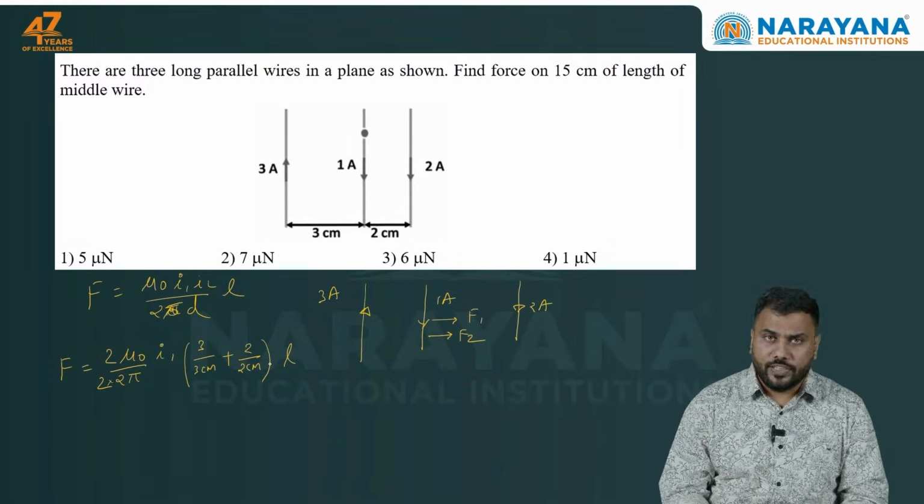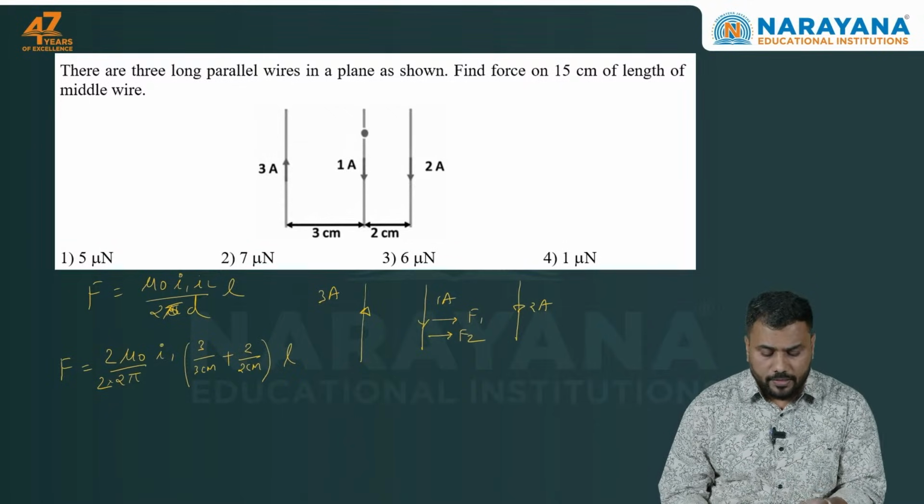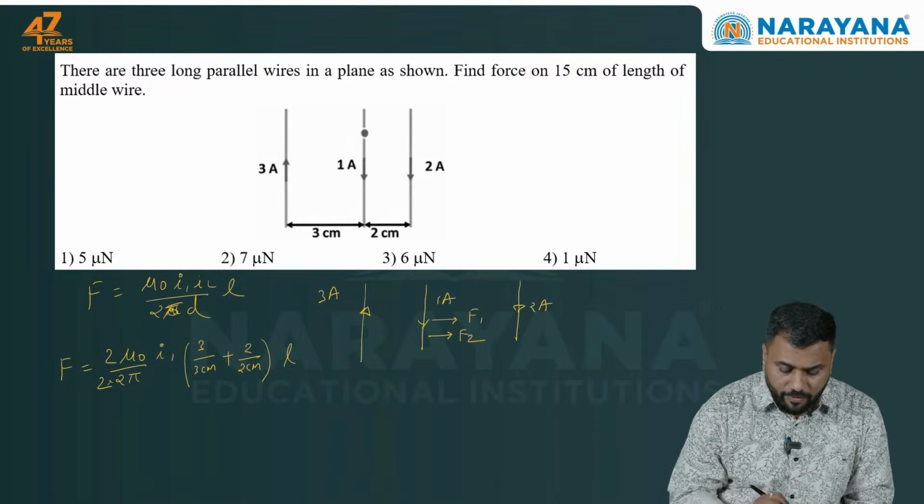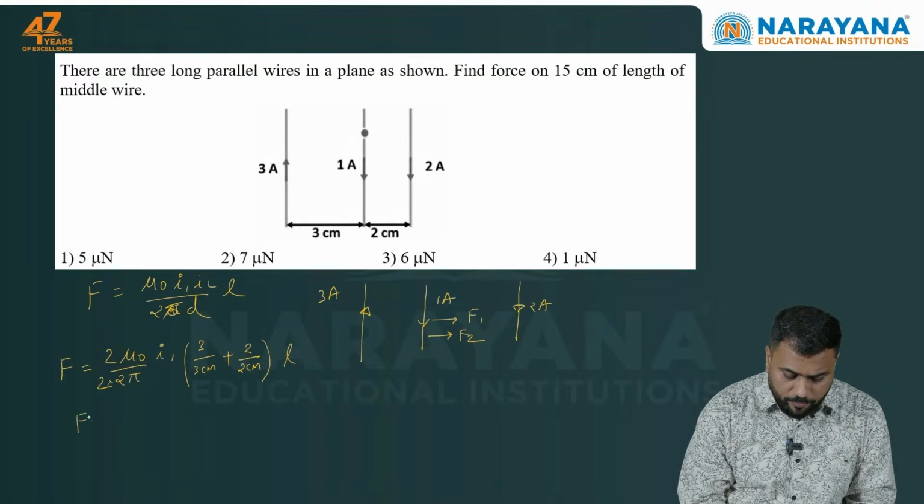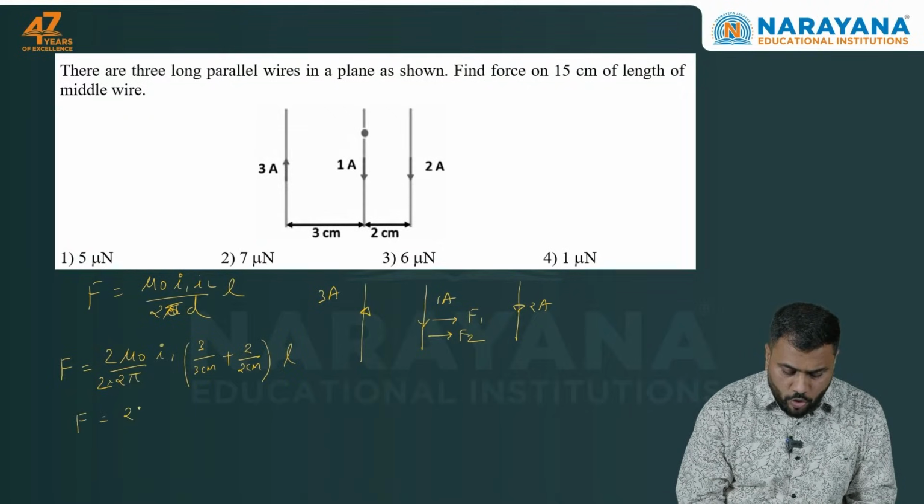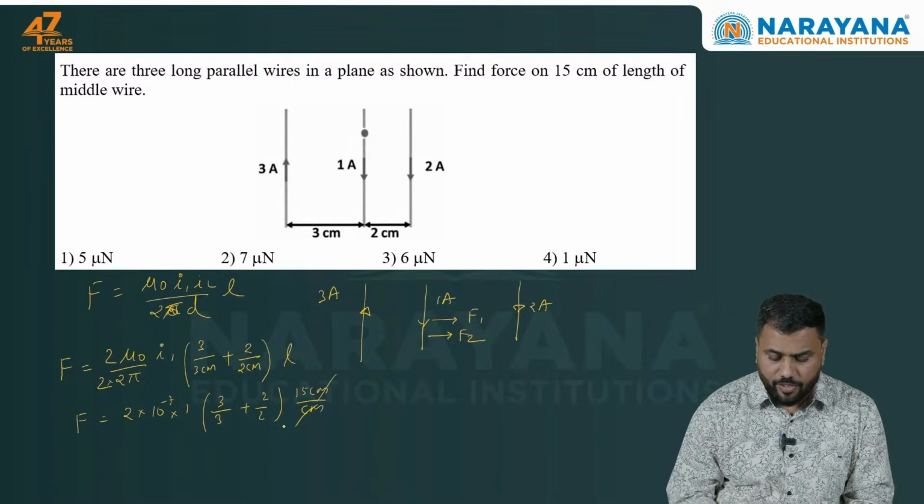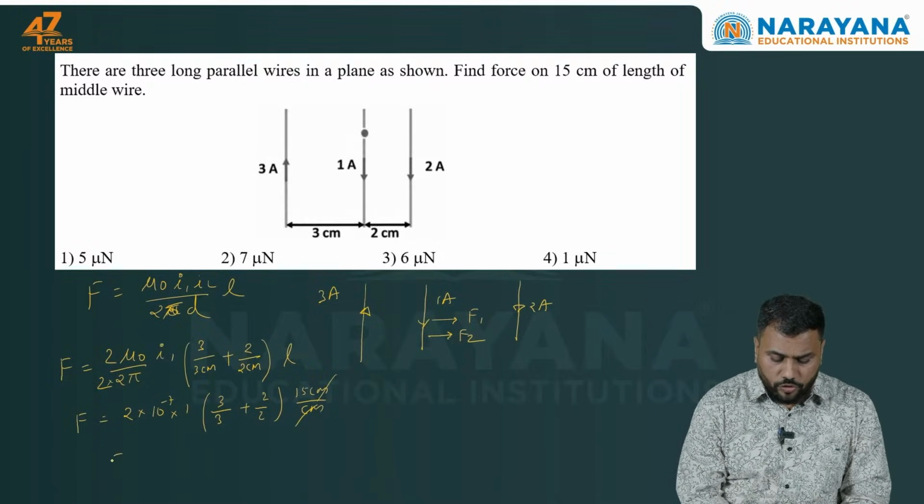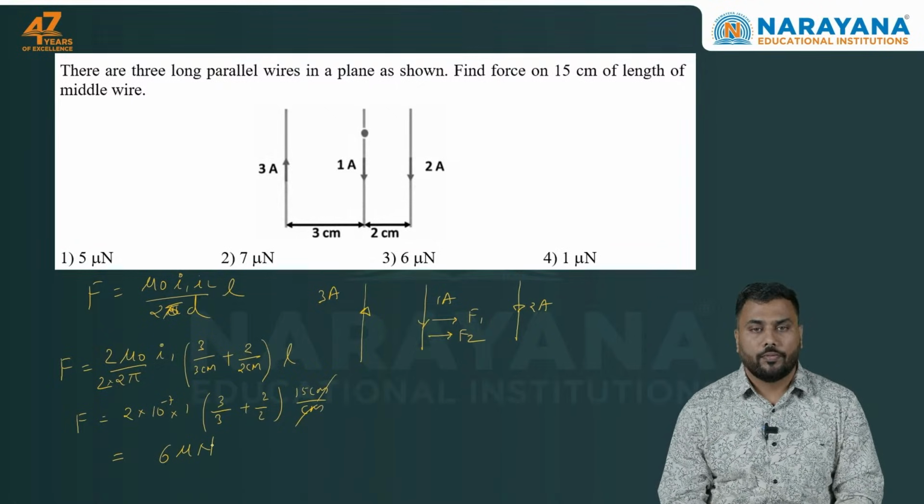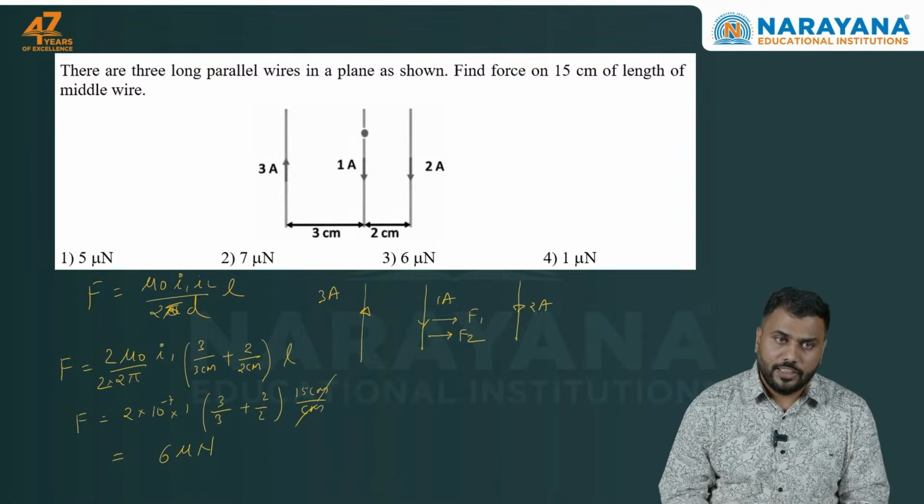We can convert the centimeter to meter using 10 power minus 2, and substitute L as 15 centimeter. So the value of the expression 2 mu naught by 4 pi I am going to write as 10 power minus 7. Current in the middle wire is 1 ampere. This will be 3 by 3 plus 2 by 2. Centimeter I am taking common, so 15 centimeter by centimeter will get cancelled. If you solve this expression, we get 6 micronewton. So the answer of this question is 6 micronewton.